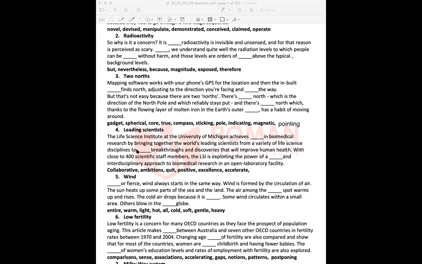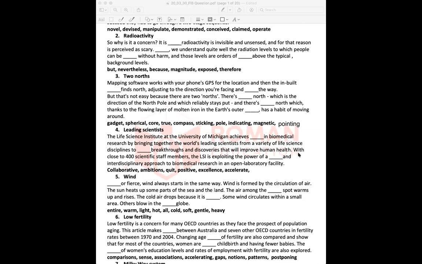So anyway, here for this one, I know what I'm looking for. If you remember what I told you in the previous questions, after two, we are always looking for verb in the first form, disciplines. To what? Maybe to quit, maybe to accelerate. Now, let's read on. It says breakthroughs and discoveries that will improve human health. So if you quit, of course, you cannot do this. You cannot improve human health. So that means you must accelerate, which means speed up something. So that is the answer here, to accelerate.